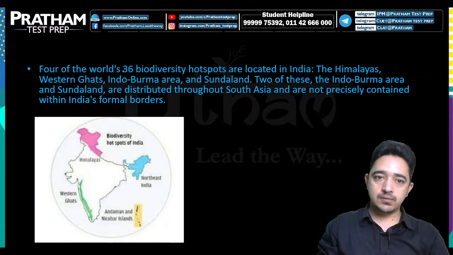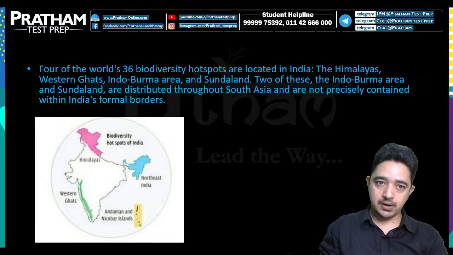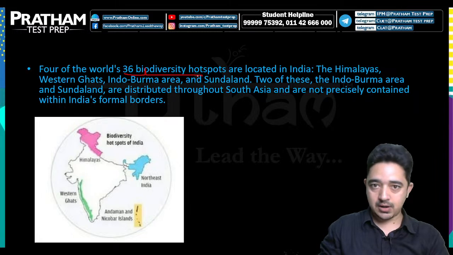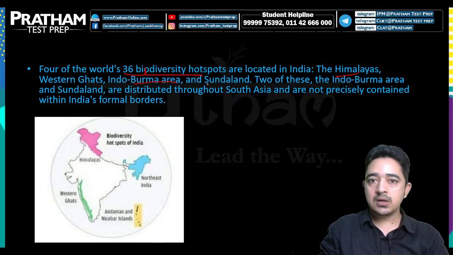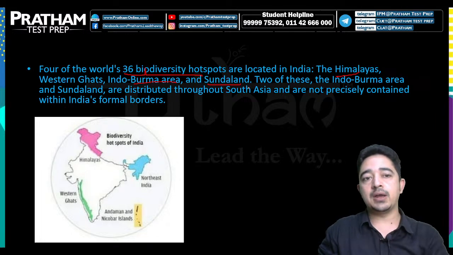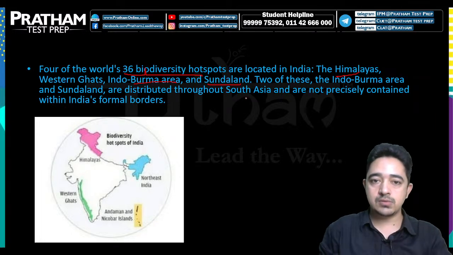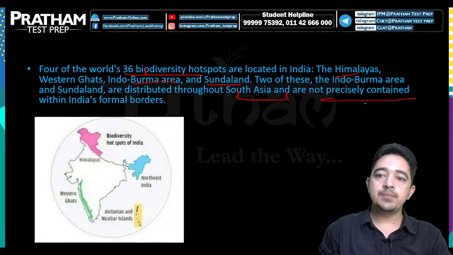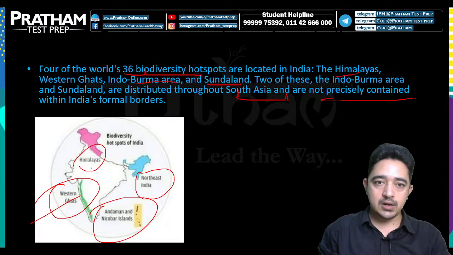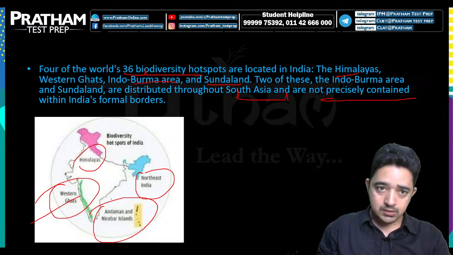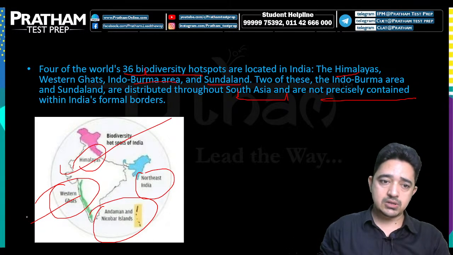Four of the world's 36 biodiversity hotspots are located in India. Make sure there are 36 biodiversity hotspots in the world, and around 4 are located in India. The Himalayas, Western Ghats, Indo-Burma area and Sundaland. Two of these, the Indo-Burma area and Sundaland, are distributed throughout South Asia and are not precisely contained within India's formal borders. So they are the Himalayas, Western Ghats, Northeast India and Andaman and Nicobar Islands. These are the biodiversity hotspots of India.